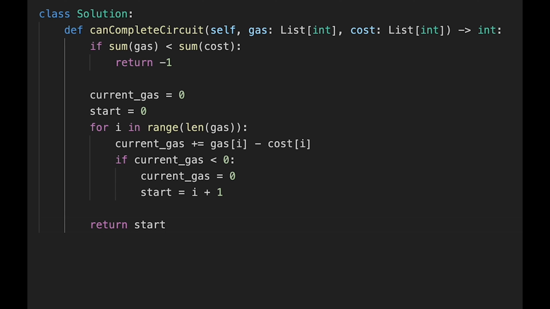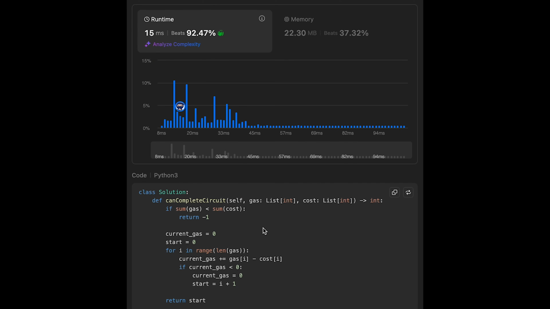Yeah, so let me submit it. Yeah, looks good. The time complexity of this solution should be O(n), where n is the number of gas or cost. And the space complexity is, I think, O(1). We don't use an extra data structure. But more precisely, the time complexity of this solution is like 3n, because we use the sum function twice and iterate through one by one here. So let's improve this code to a real O(n).